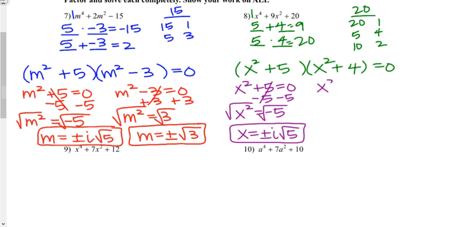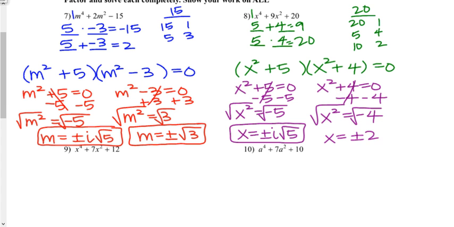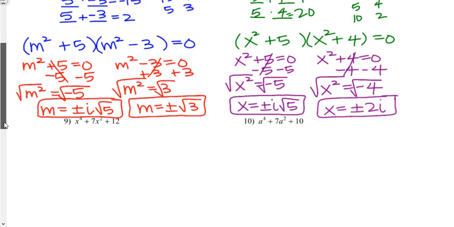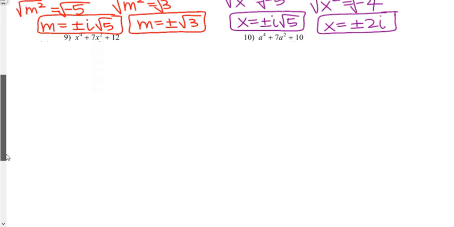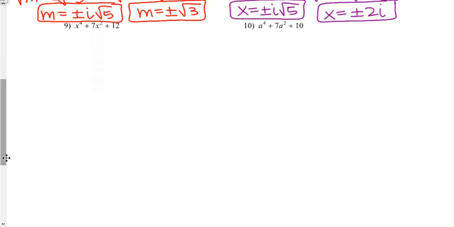And then over here, x squared plus 4 equals 0. Subtract 4 from both sides. I get x squared equals negative 4. And then I take the square root of both sides. X equals plus or minus 2i is actually the answer there, because 4 is a perfect square. When I take that negative out of the square root, I'm left with the root 4, which is 2. Plus or minus always.